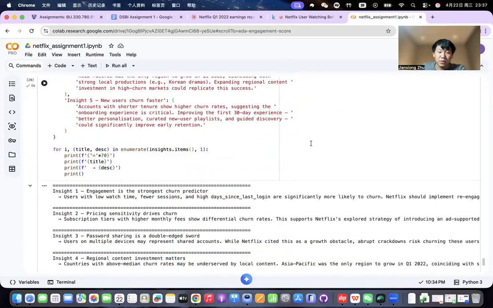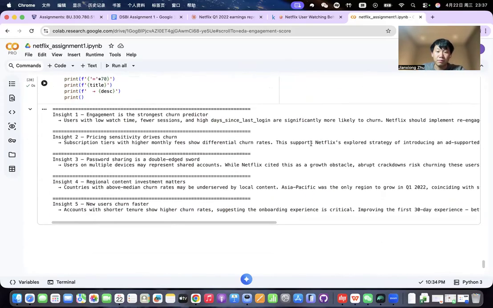So now we come to the insights. Insight 1: introduce an ad-supported tier. Premium subscribers churn most, and the Q1 report cited the price increase as a driver for the losses in the US and Canada. The low-cost ad-supported tier, which Netflix announced it was exploring, offers price sensitive users an alternative. Insight 2 is redesign early onboarding.